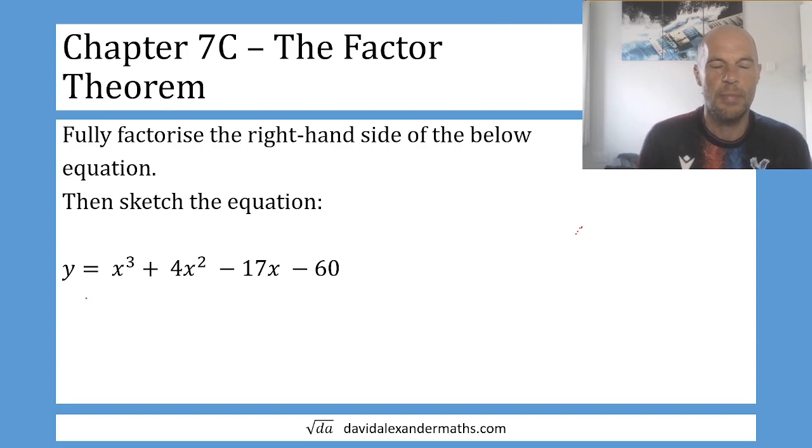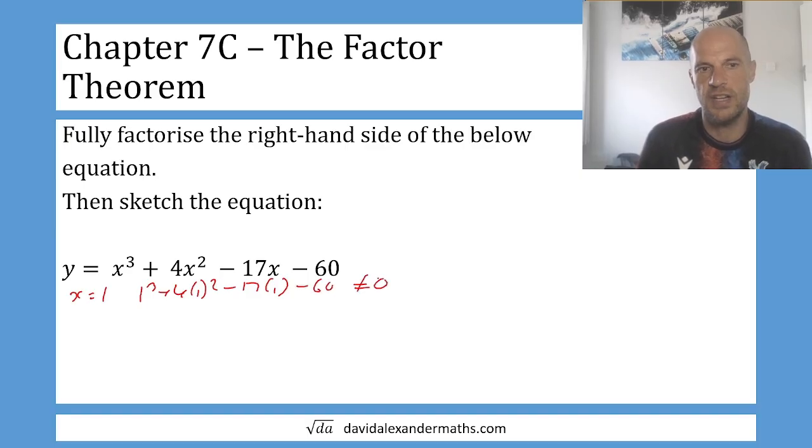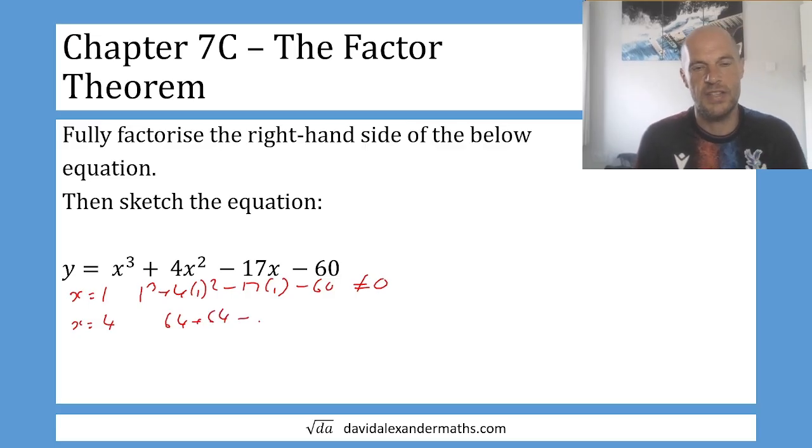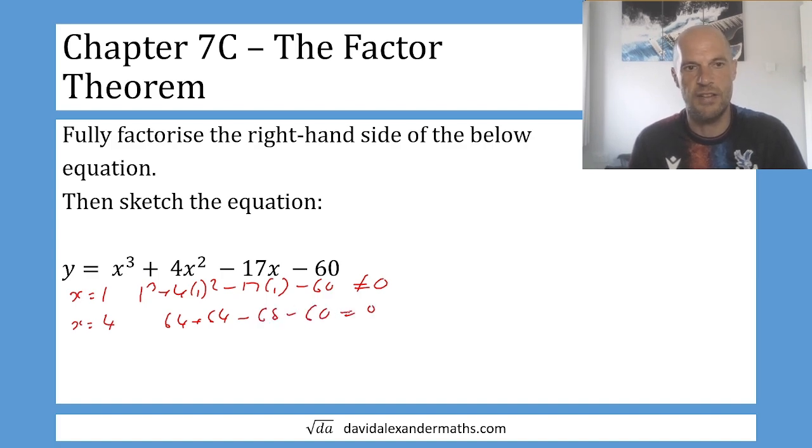Okay, so I've used my calculator to solve this, and I know that I get a solution where x is 4, but I'll pretend I'm doing this correctly. So let's say if x equals 1, that's going to be 1 cubed plus 4 times 1 squared minus 17 times 1 minus 60. That does not equal 0. And then I'll just magically try my next guess, which I know is correct, which is 4. So that's going to be 64 plus 64 minus 17 times 4, which is 68, minus 60. Well, that does equal 0.